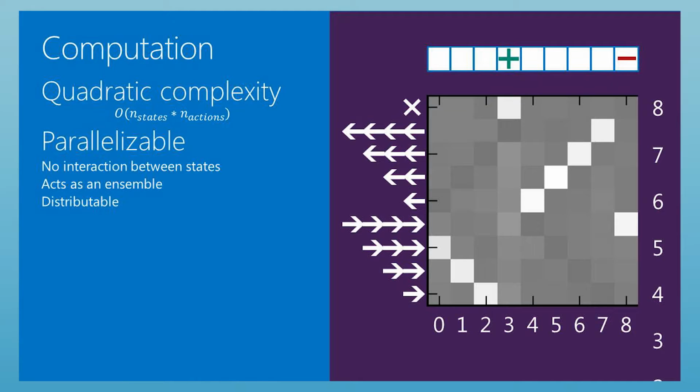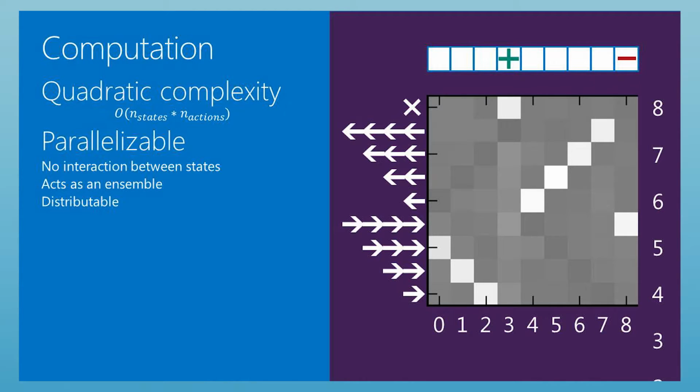Because we're only updating one feature action element at a time, there's no interaction between states. We're treating them all independently. This actually behaves as an ensemble of small reinforcement learners, one for each state. And so that's why I stretch and call it an ensemble learner in the title.